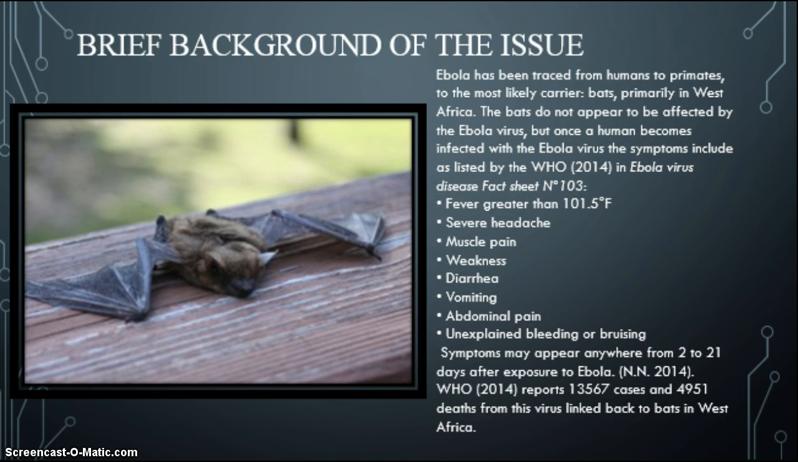Ebola virus symptoms include, as listed by the World Health Organization 2014 in the Ebola virus disease fact sheet: fever greater than 101.5 degrees Fahrenheit, severe headache, muscle pain, weakness, diarrhea, vomiting, abdominal pain, unexplained bleeding or bruising. Symptoms may appear anywhere from 2 to 21 days after exposure to Ebola. The World Health Organization reports 13,567 cases and 4,951 deaths from this virus linked back to the bats in West Africa.